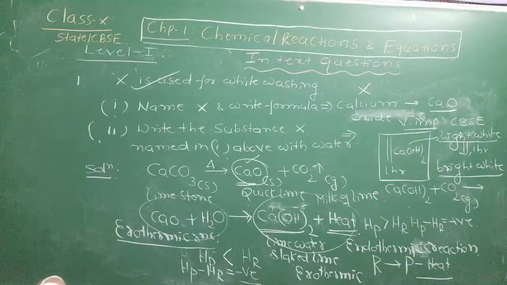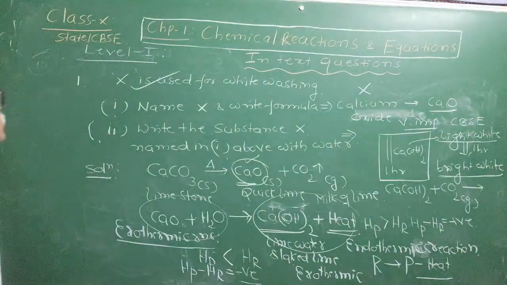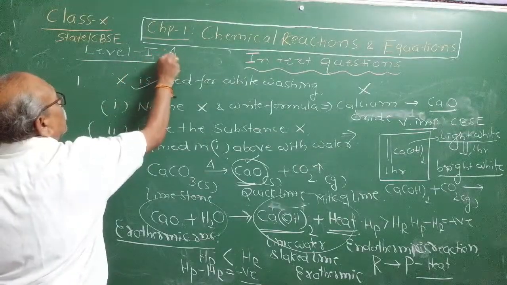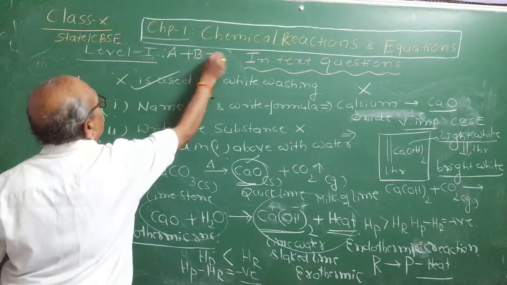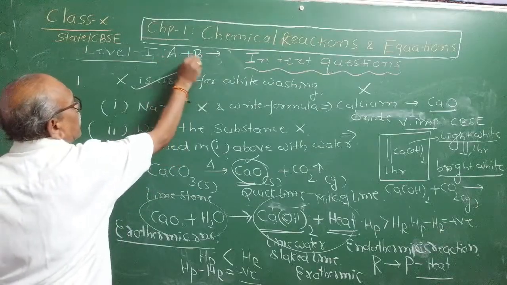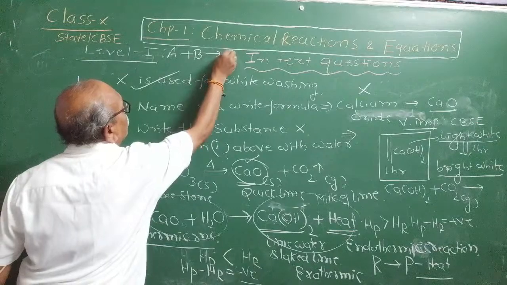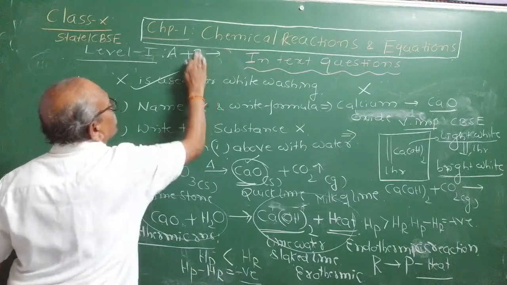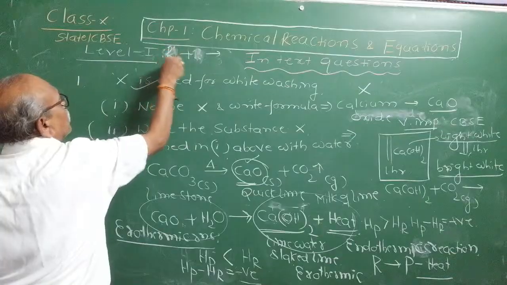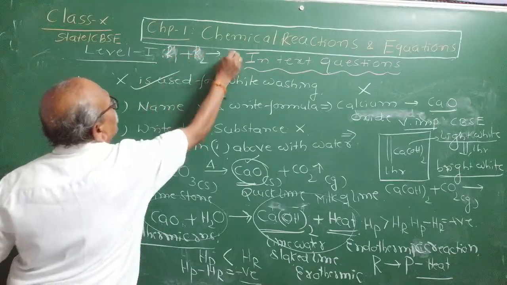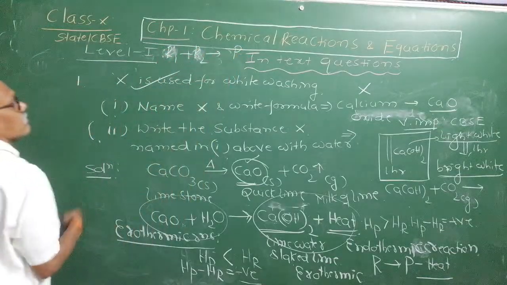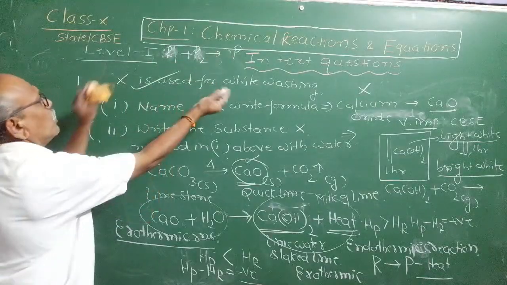Why is combination the reverse of decomposition? It's a very simple question. In a combination reaction, A and B react: two or more reactants react, forming a single product. Say this is reactant 1 plus reactant 2, they will form a single product. This is a combination reaction. What is the reverse of it?